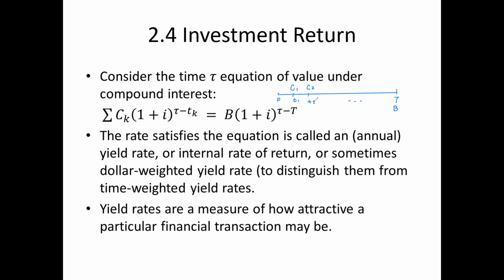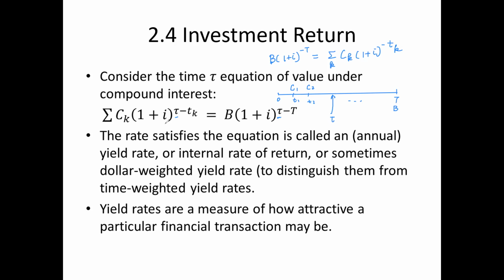If you discount everything back to time tau, actually, when we talk zero tau, it should be okay. If you go back to zero, you would have B times (1+i)^(-T) equals the summation of C_k times (1+i)^(-t_k) for all k. And if you want to set the time to be at tau, then you just multiply the whole equation by (1+i)^tau. Then it will be somewhere here, anywhere between.